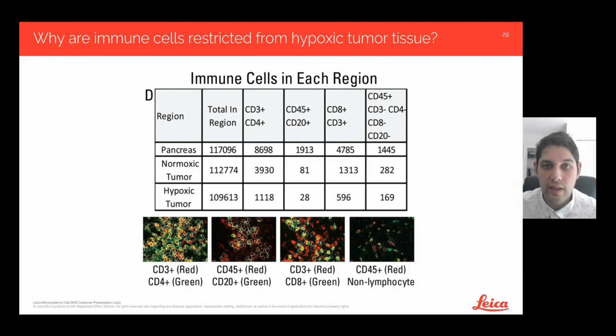And one other additional kind of interesting fact I'd like to point out is that these regions are not completely devoid of immune cells. There's actually a reasonable population of what we call other immune. These are CD45 positive and then CD3, CD4, CD8, CD20 minus cells. They don't fit into a neat category, but it was something that could be characterized in a future study. But the point remains, the majority of these classic immune cells are prevented entry into hypoxic tumor tissue. So why might that be?